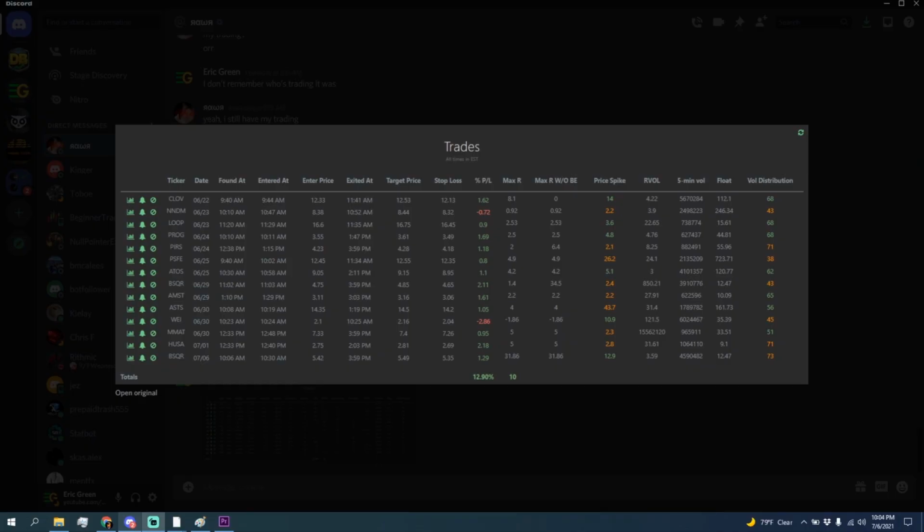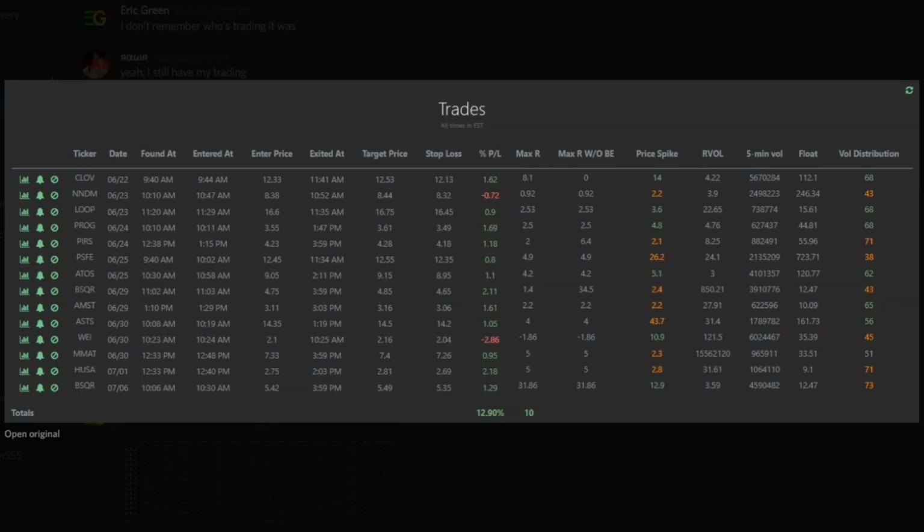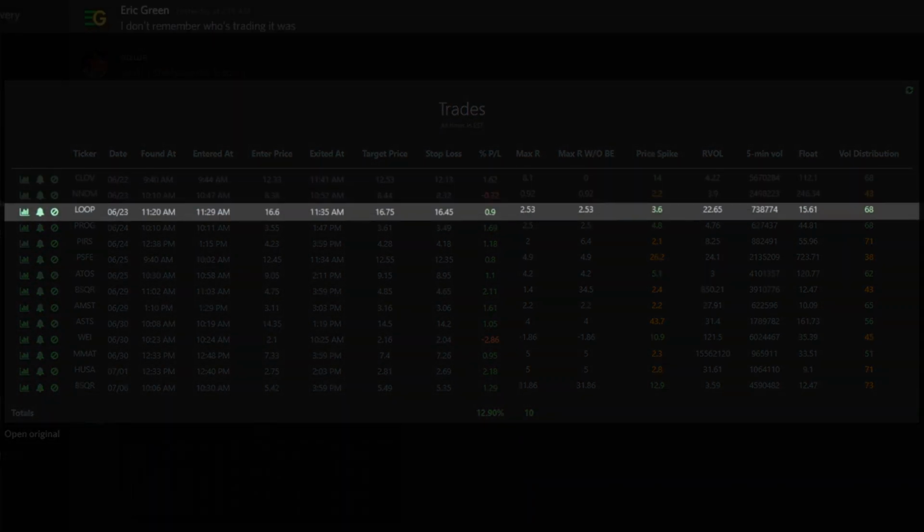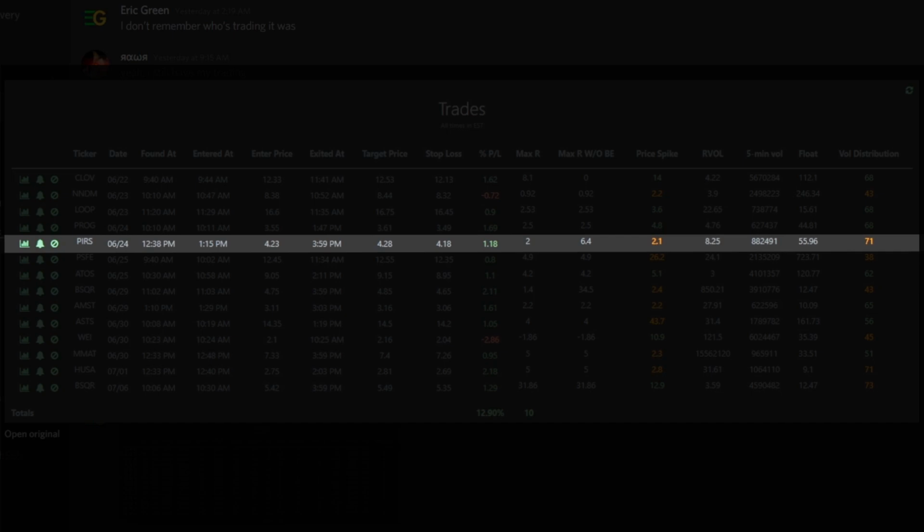The next thing we're going to be talking about is how you can actually take the DipBot alerts. And what I'm showing you right here is the last couple of weeks of DipBot alerts, and each single trade that you're seeing right here was posted on the Discord several minutes before the trade actually occurred.